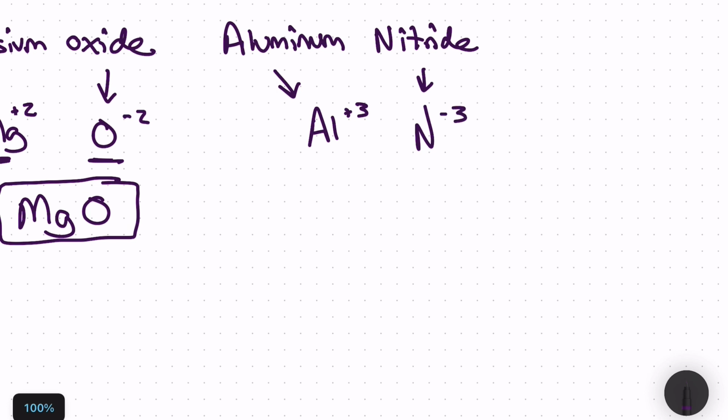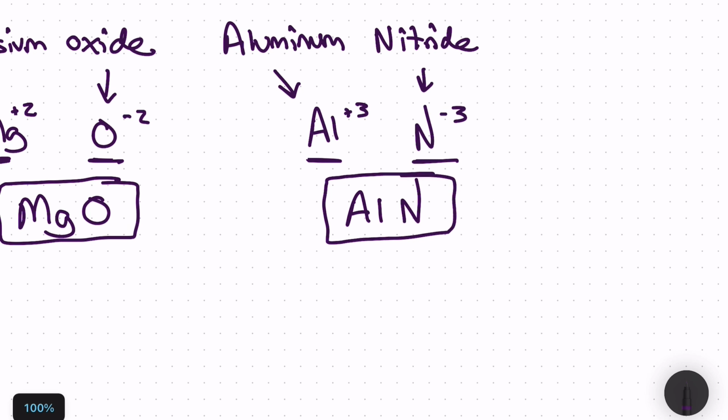Okay? Step 3, use basic math to balance the charges. We have a +3 and a -3, so we're already done there. Step 4, write these 2 symbols together. So we're going to write Al followed by an N. And step 5 is count the ions. If you have more than one, write a subscript. So we just have one aluminum, we just have one of the nitrides, so our final answer is already here for us. Aluminum nitride is AlN.